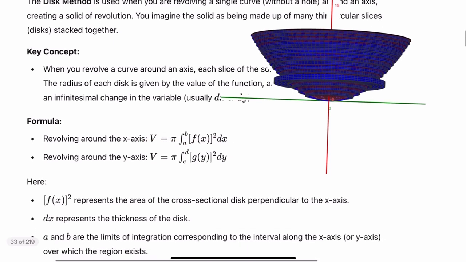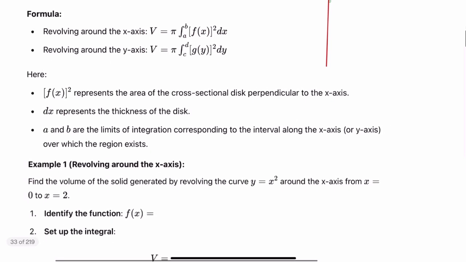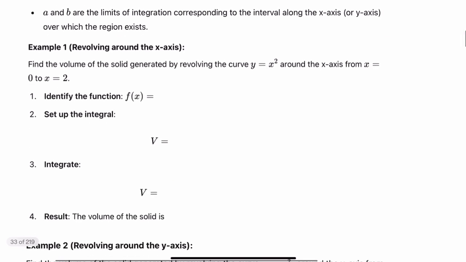Let us do one example here. For this one, we are revolving around the x-axis. The first thing we need is your function. Our function will not change, so our function will be x squared. The second thing is calculating the integral. The formula is pi times the integral, and we are revolving between x equal to 0 and x equal to 2, so from 0 to 2.